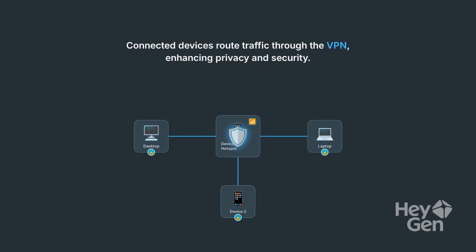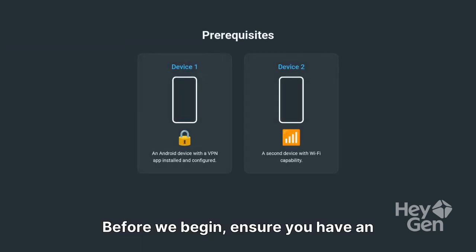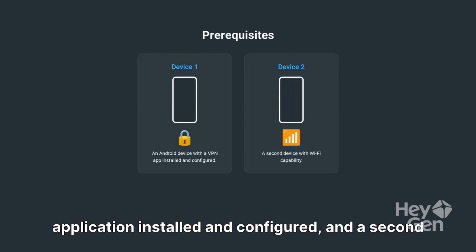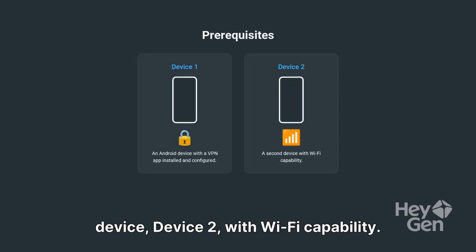and security. Before we begin, ensure you have an Android device, Device 1, with a VPN application installed and configured, and a second device, Device 2, with Wi-Fi capability.